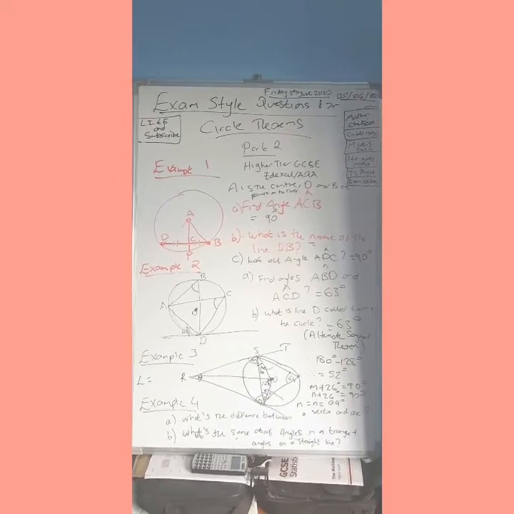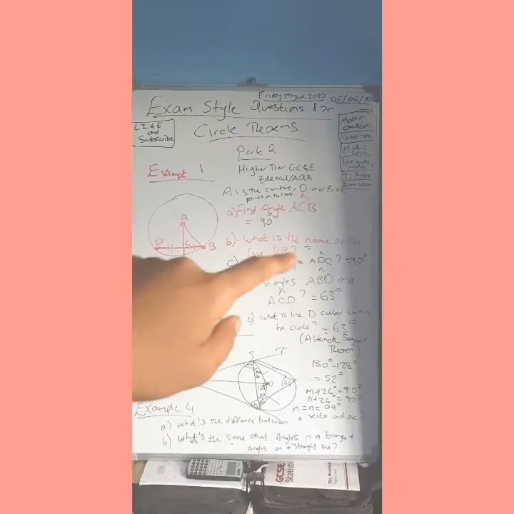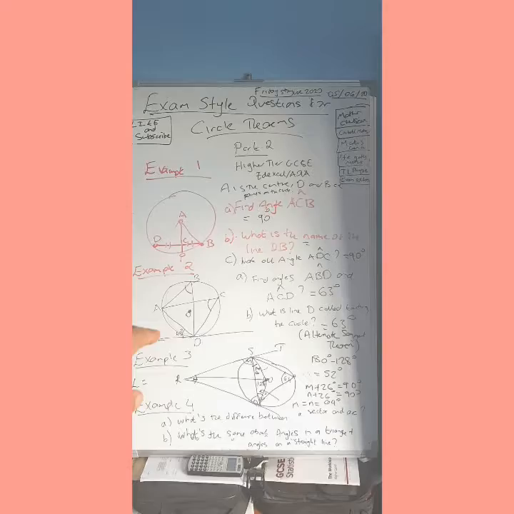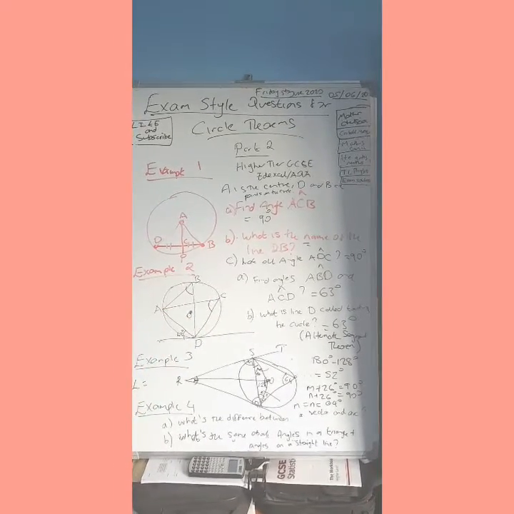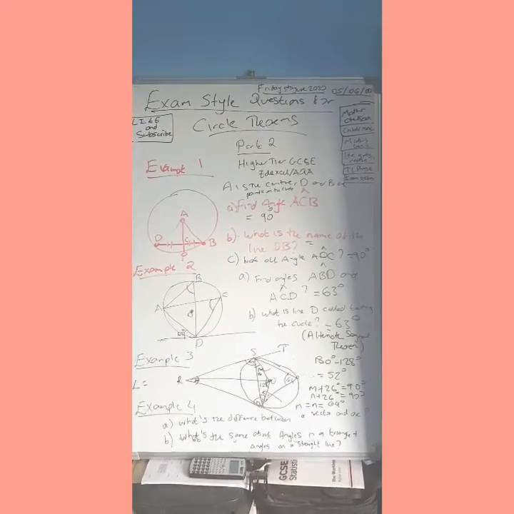Right, guys, example 2. It says here, find angles ABD and ACD. So we've got 63, and we've got ABCD, which are points on the circle. D is a tangent. Okay, D, sorry, not a P.